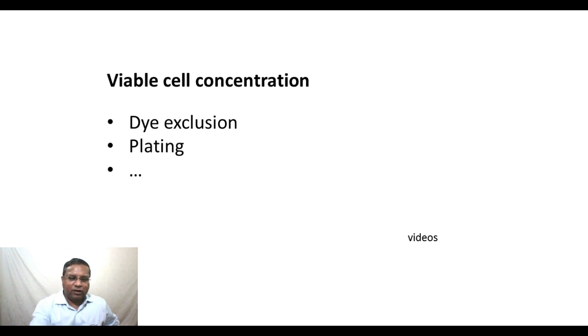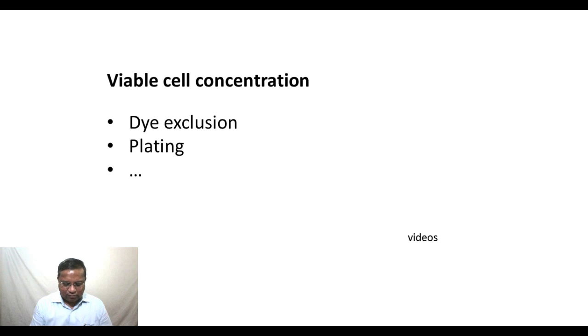There are videos here. Before I get into the videos, let me just tell you the principle of dye exclusion and plating. Dye exclusion is based on the principle that certain dyes, which can be visualized, are excluded by living cells. So in the presence of dye, the cell is going to appear undyed, uncolored. So by counting the number of cells that are not colored and by counting the total number of cells, you can have percentage viability or the viable cell concentration itself from direct measurements.